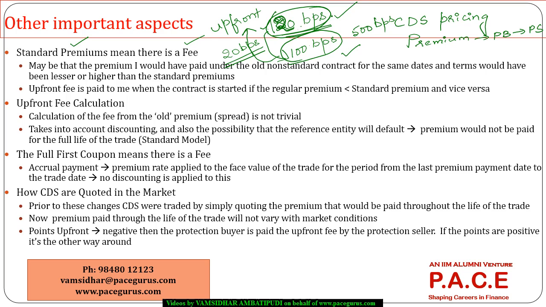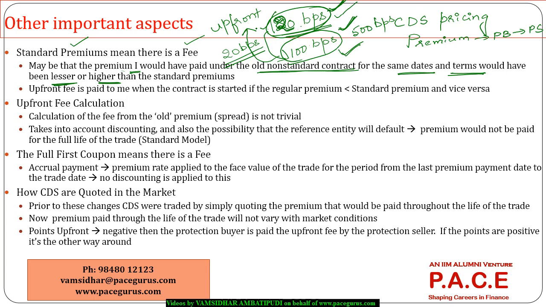If the premiums were not standardized, the protection buyer would be paying this much as the premium every period. But because of the standardization, the premium that is paid is only this much. So the premium that I would have paid under the old non-standard contract, for the same maturity dates and the same terms and conditions, could be either lesser or higher than the standardized premium.